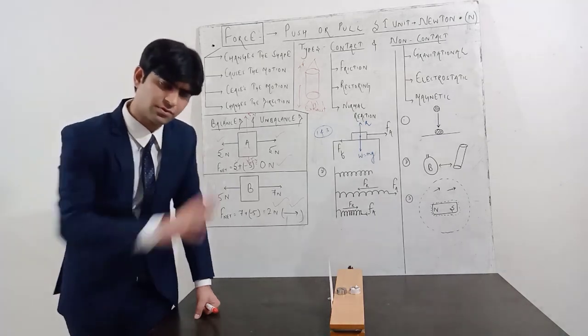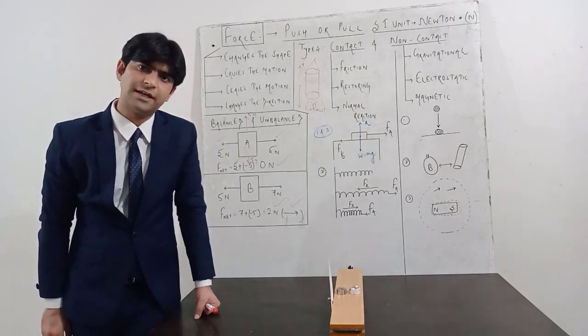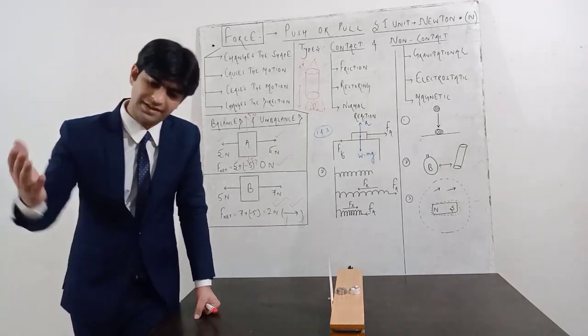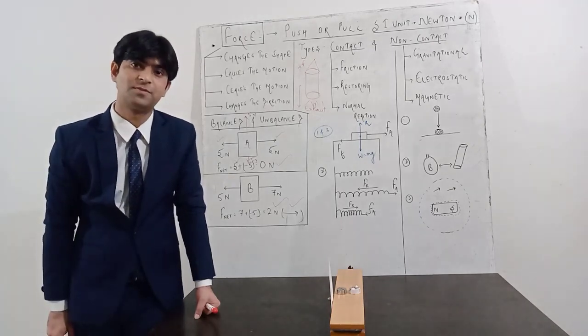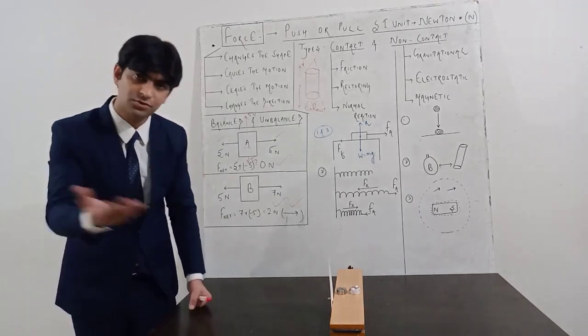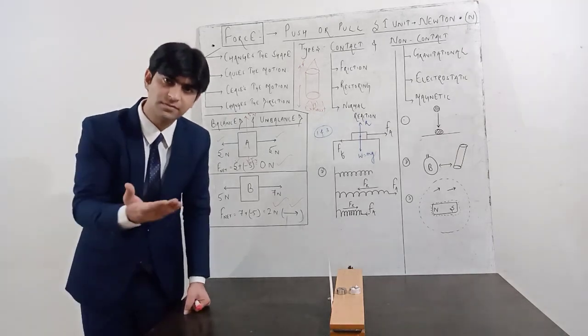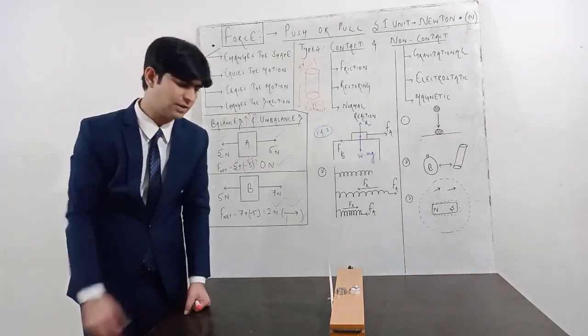Friction takes place in the tires of the vehicle, which damages the tire also. But without friction, the tire will not move also. So friction is a kind of necessary evil. It depends on the surface. The rougher the surface, the more friction there will be.